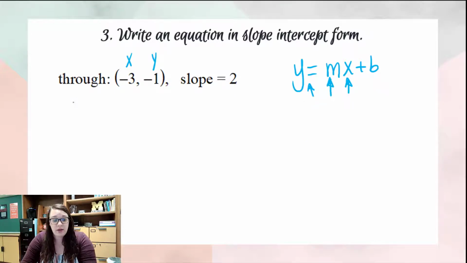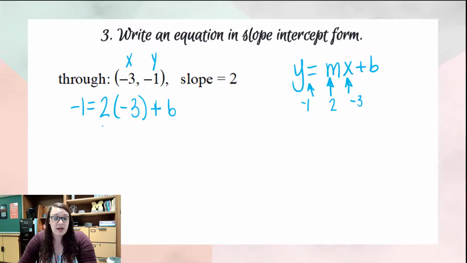Instead of y, we're going to say negative 1 equals. Instead of m, I'm going to say 2. Instead of x, I'm going to say negative 3. Now I don't know b, so I'm going to say plus b. So again, we're plugging in a negative 1, a 2, and a negative 3 to each of those spots. We can clean it up a little bit. 2 times negative 3 is negative 6.